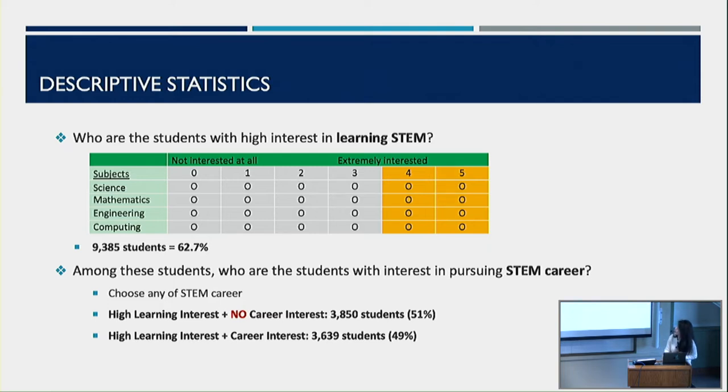So, who are the students with high interest in learning STEM? We consider students as having high learning interest if they reported four or five in any of the subjects in science, mathematics, engineering, and computing. Among the full sample, 62.7% of the students reported high learning interest in STEM.